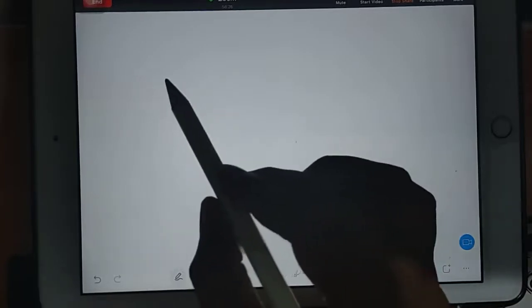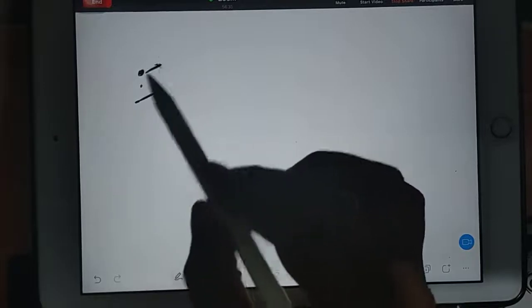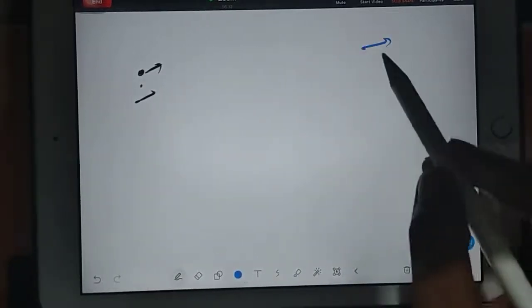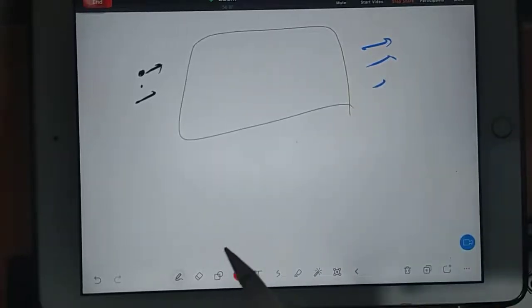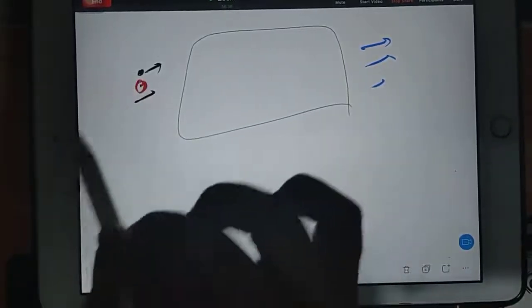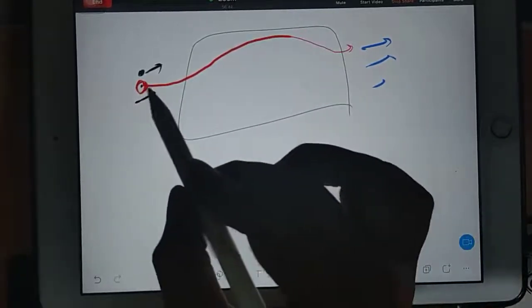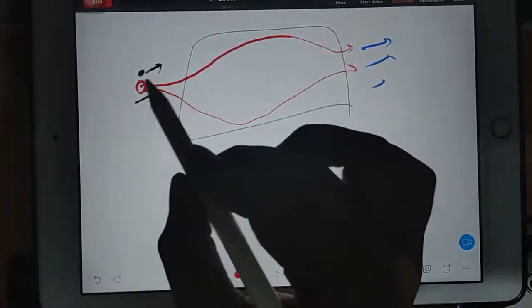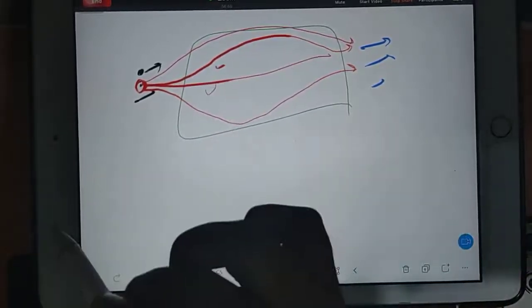Actually, suppose here the flow is entering and here the flow is coming out. So on the way, how has a particular molecule traveled? This molecule has traveled like this, or this molecule has traveled like this, or this molecule has traveled like this. Like what kind of path the molecule has taken.